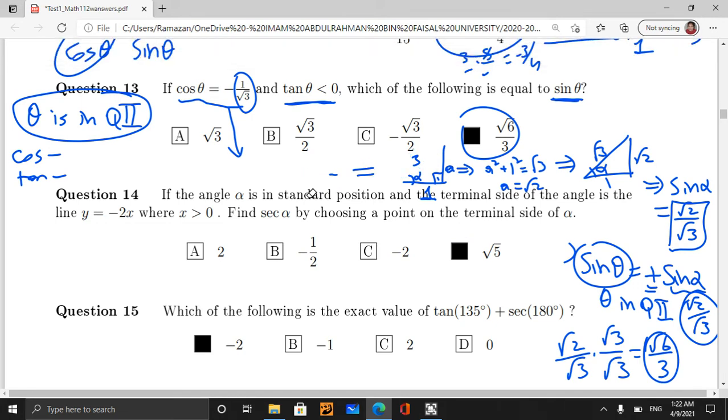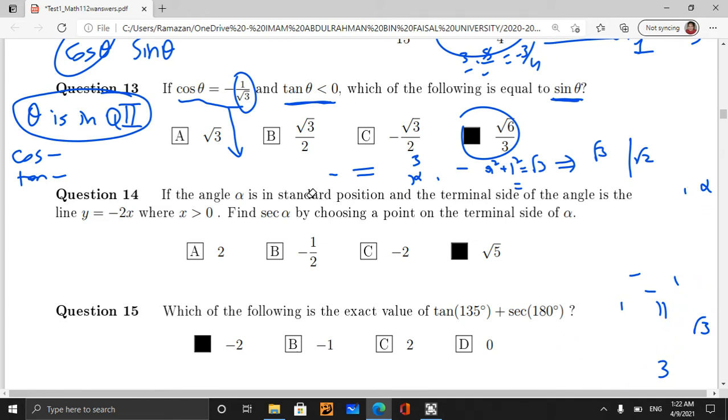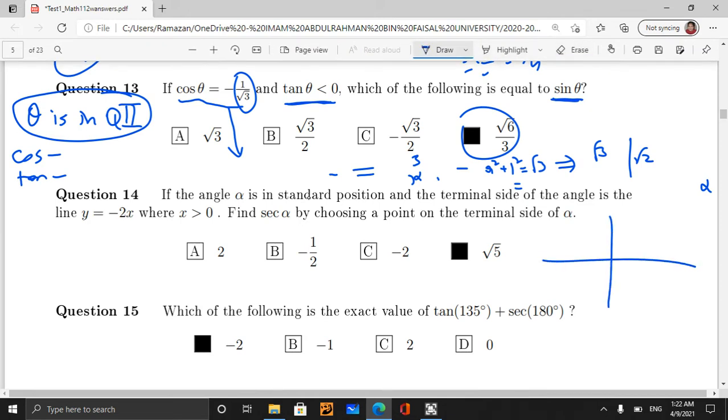If the angle alpha is in standard position and the terminal side of the angle is the line y equal to negative 2x where x is bigger than 0, find secant alpha by choosing a point on the terminal side of alpha. So this question is basically telling us that if you know a point on the terminal side of alpha, you can find sine alpha, cosine alpha, and tangent alpha. And by using them, you can find secant alpha.